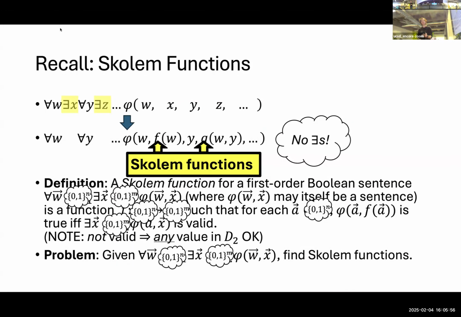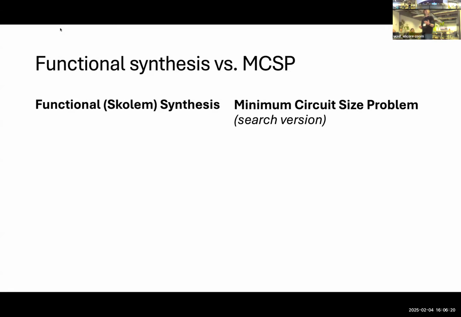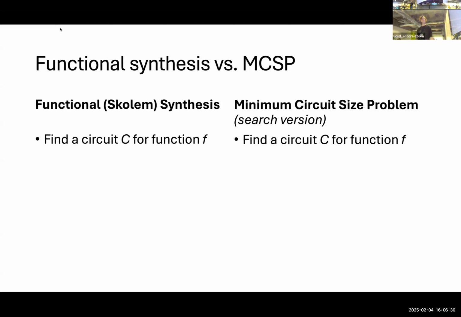Yeah, sorry, as I was saying, for most of this talk, I'm going to focus on the case where phi is propositional, and then this is known as functional synthesis. Okay, you think of phi as being a specification for a function, relating the input and output variables, and so I want to find a circuit that satisfies that specification. Unlike the other talks today so far, I'm actually going to mention MCSP, but only to say that this is not the problem I'm solving.